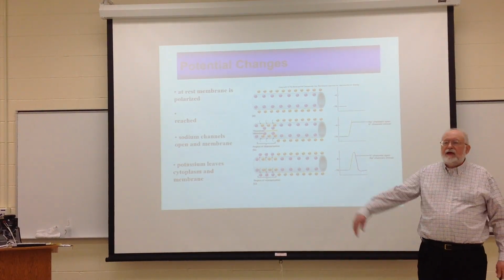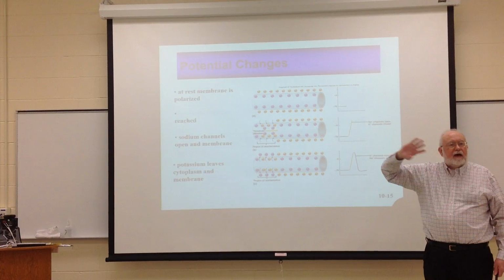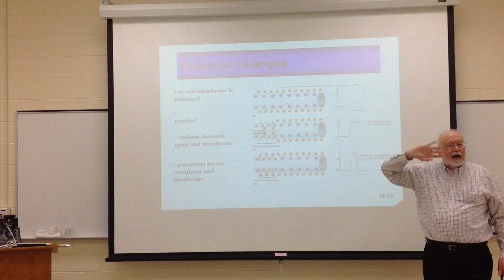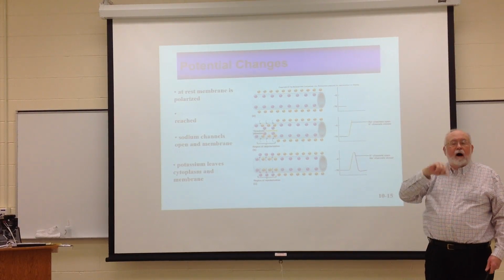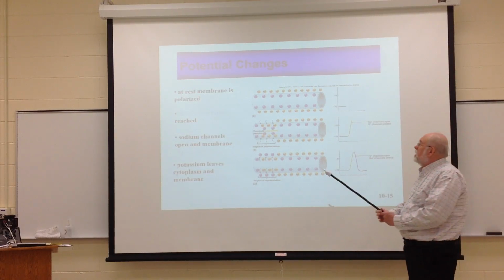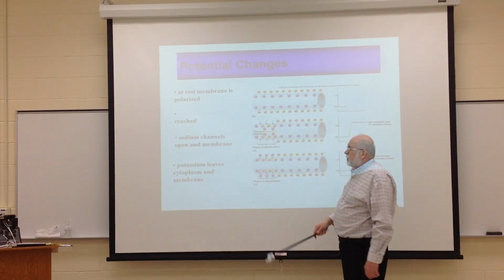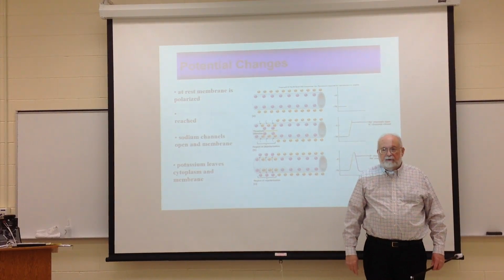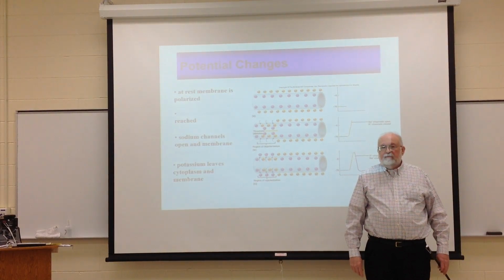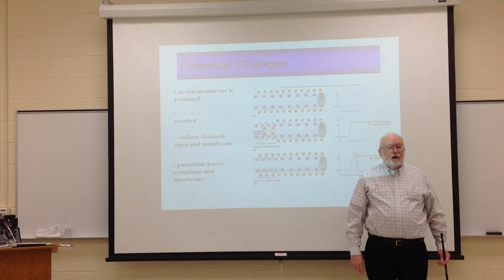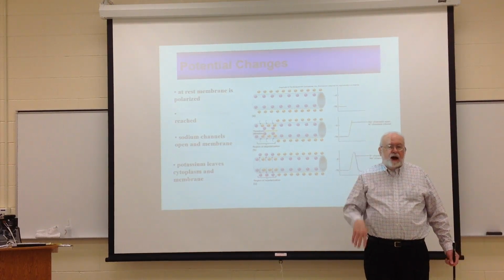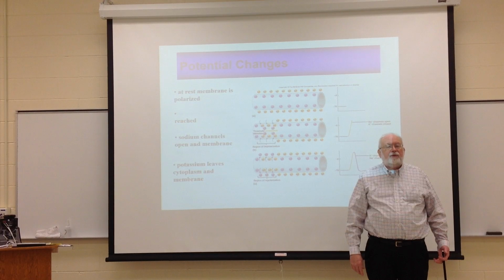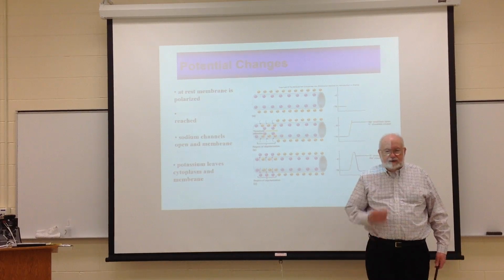All right? So when everything's totally reset, we've gone through the absolute refractory period, and we're all back to the starting point. What would be the difference between this and a relative refractory period? Now, relative refractory period, yeah, we're at -70 millivolts, but what about the positions of those ions?